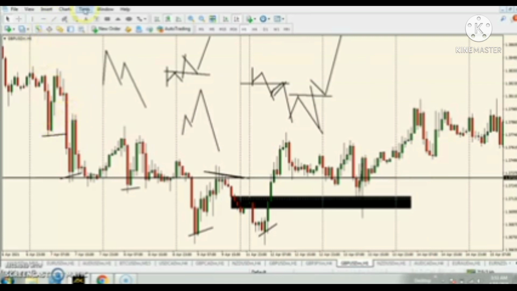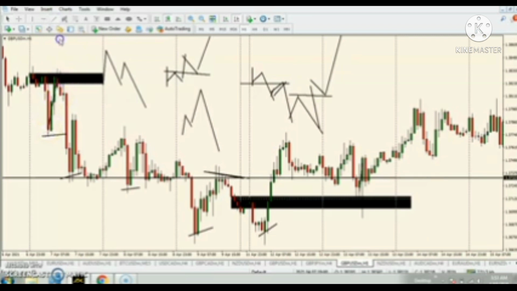Let's say this. Okay, last time I taught you about order blocks. Let's say this is our lower low here. Look for the last bullish candle. Draw it. That's the last bullish candle. Okay, what did price do? Price retested to the order block.